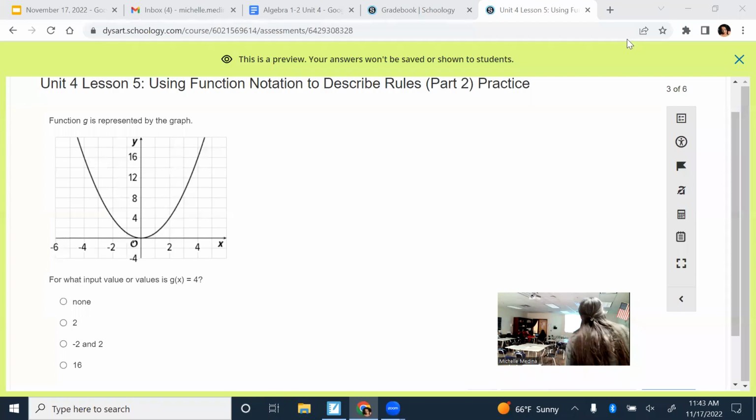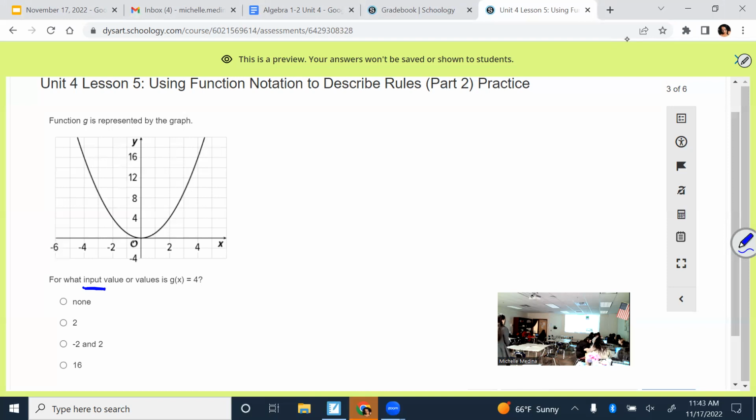So for this one, it says for what input value or values is g of x equal to 4? So what is the question asking for? Just tell me what individual thing it's asking for. Don't reread the question to me, just read the question yourself. What is this question asking me for? The input.